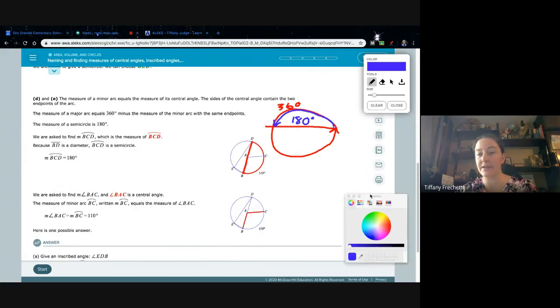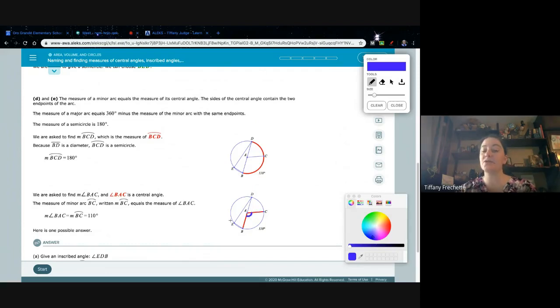This is just remembering some bits from circles and even lines when we were dealing with lines earlier in the chapter. So if we know that a line is 180 degrees, then we know arc BCD has to be 180 degrees. It's a semicircle. Whenever you have a semicircle, it's 180 degrees. That's a guarantee. Then they ask us to find BAC. So BAC is right here, and they've marked this in red.